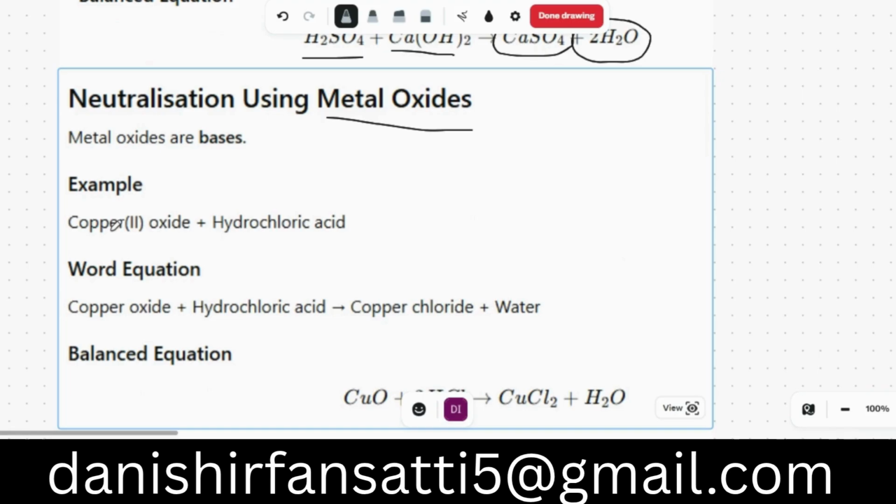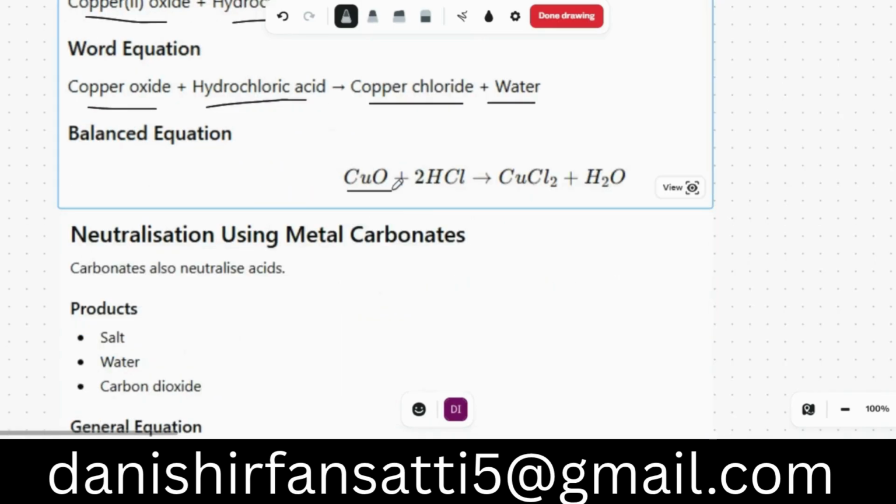Okay, neutralization using metal oxide. So metal oxides are bases. That's simple. So copper(II) oxide plus hydrochloric acid. The word equation is copper oxide plus hydrochloric acid gives us copper chloride plus water. Okay. So the balanced equation is CuO plus 2HCl, because Cu has a plus 2 charge and oxygen has a minus 2 charge. So that's why we need CuCl2, okay, and H2O. There is 2Cl and 2H, so we will multiply this HCl by 2.